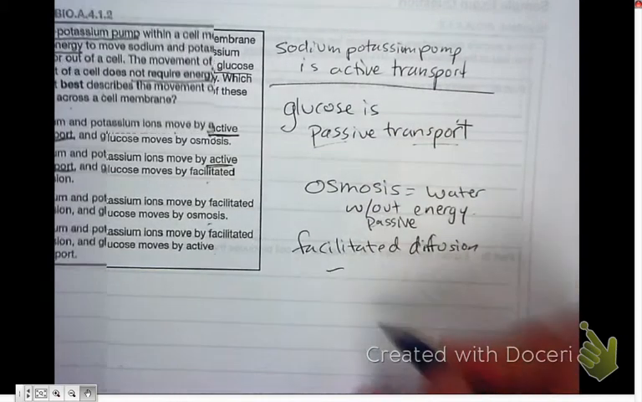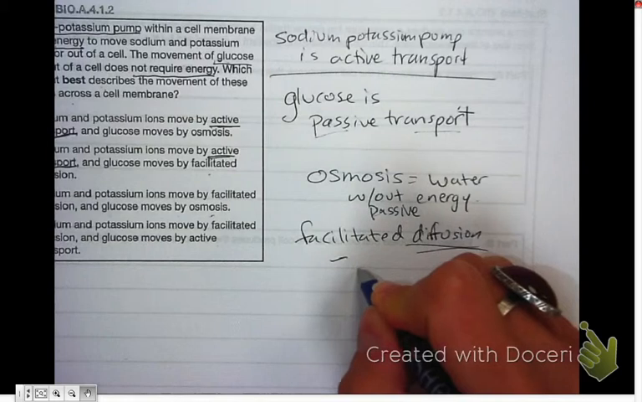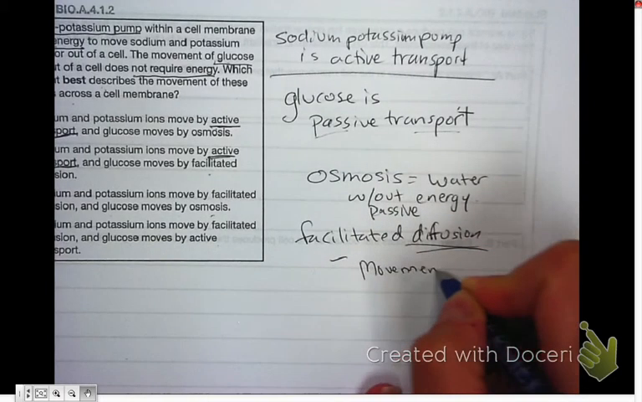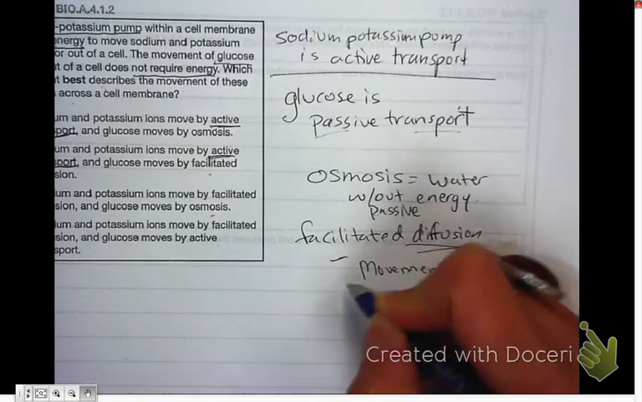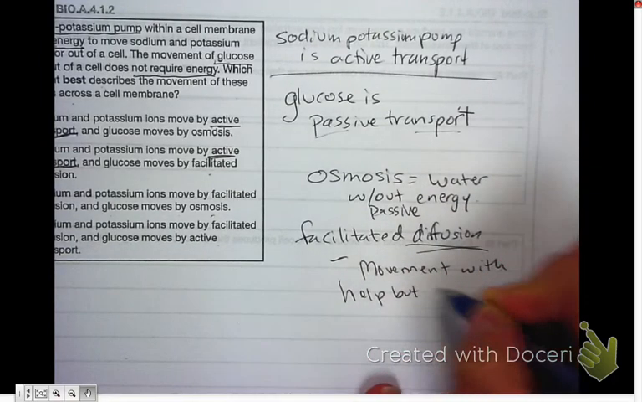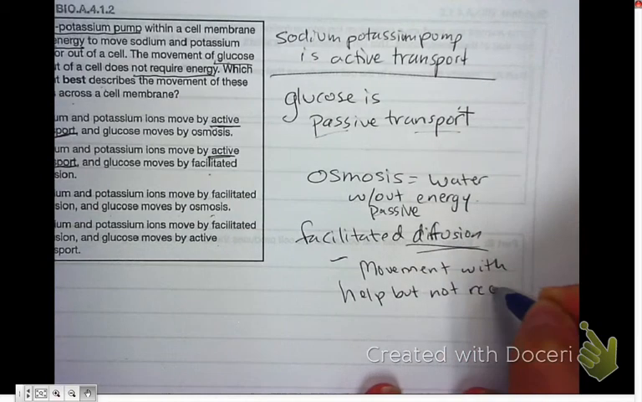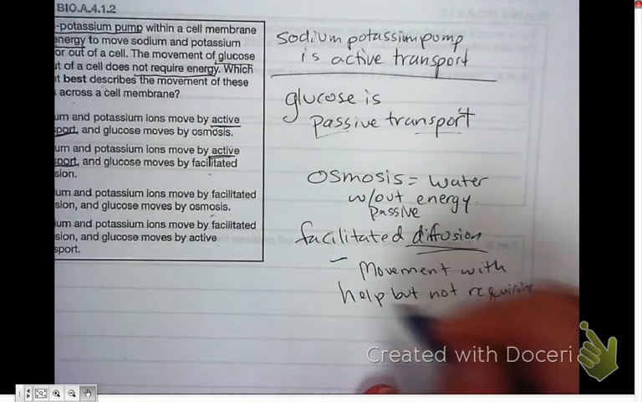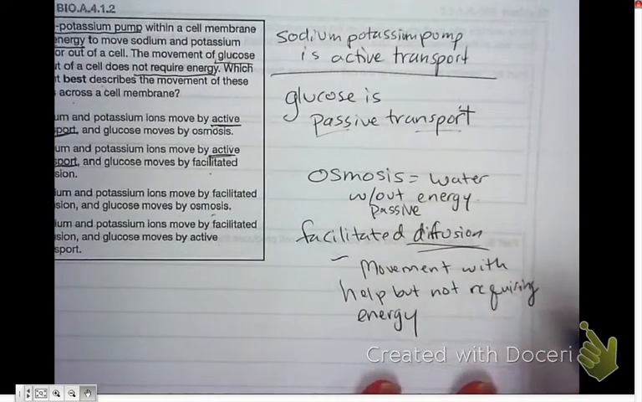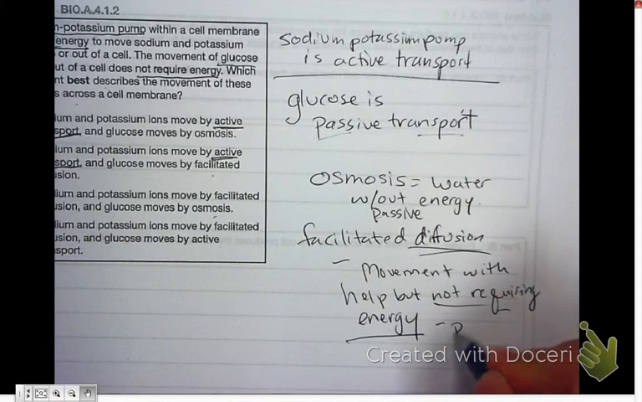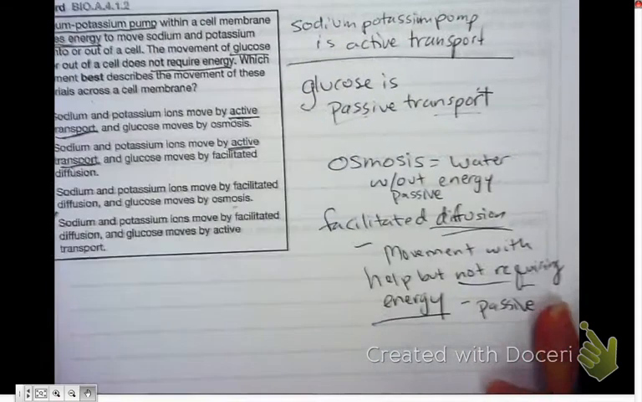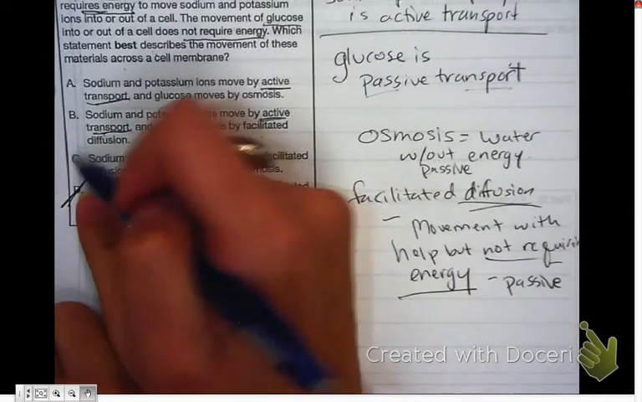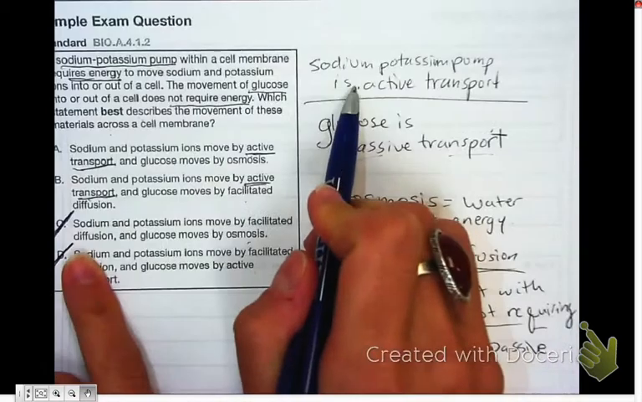And facilitated diffusion, the word diffusion should give you a clue here. This is movement with help, but not requiring energy. So again, passive. So, because facilitated diffusion is passive, C is wrong, because we know that sodium-potassium pump is active.